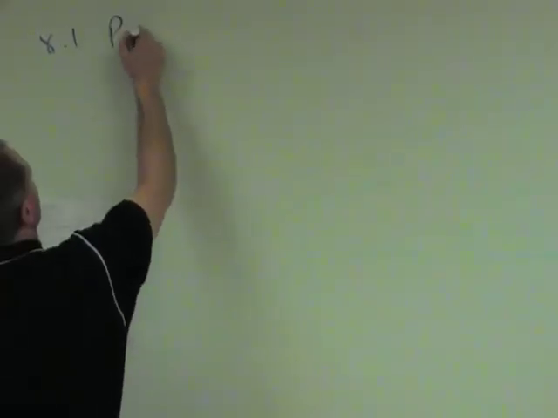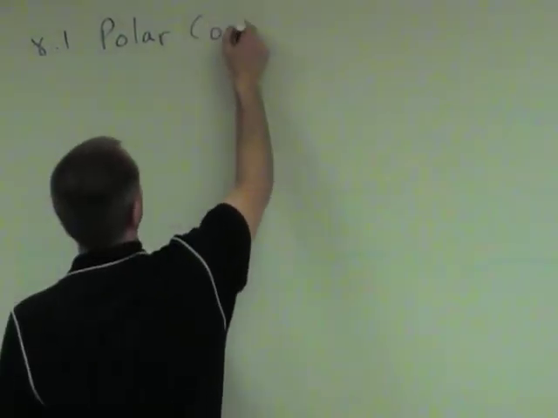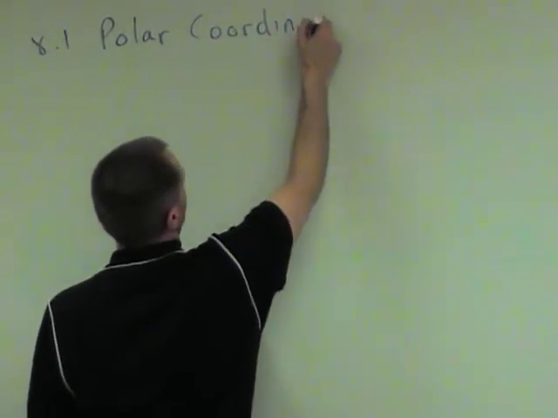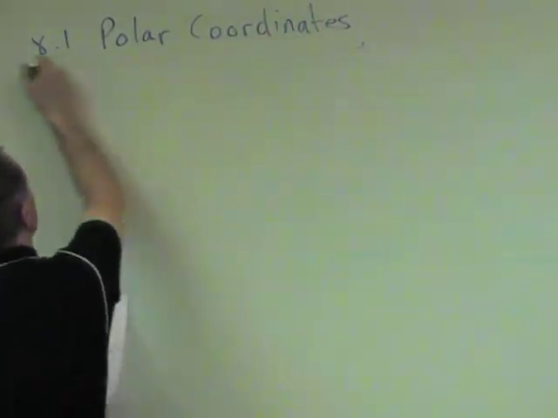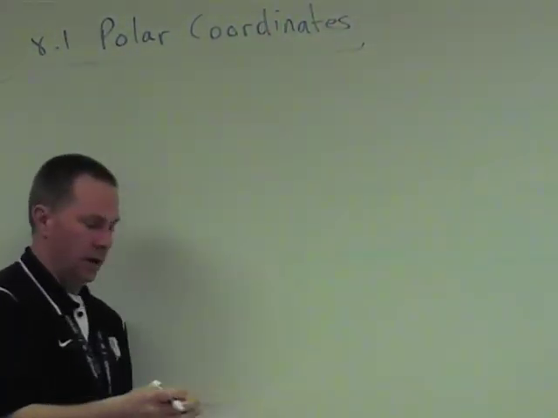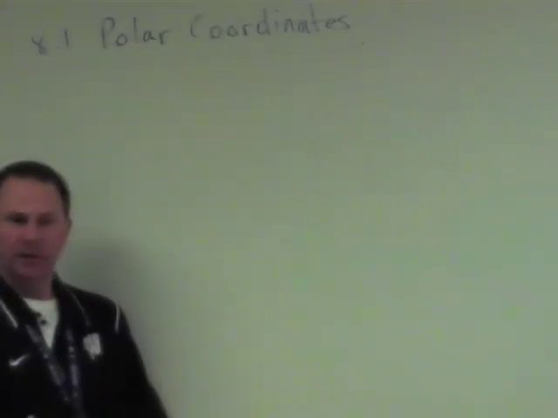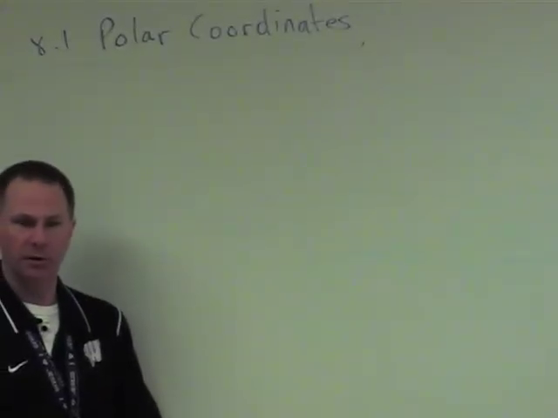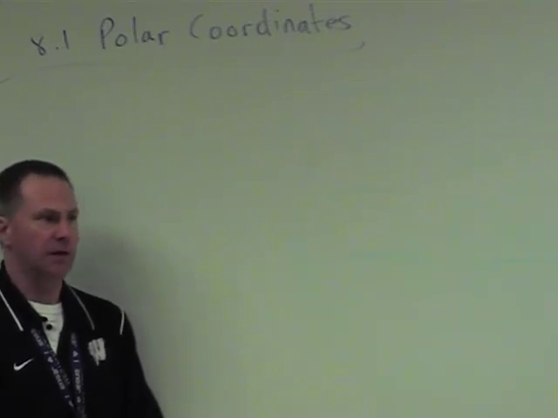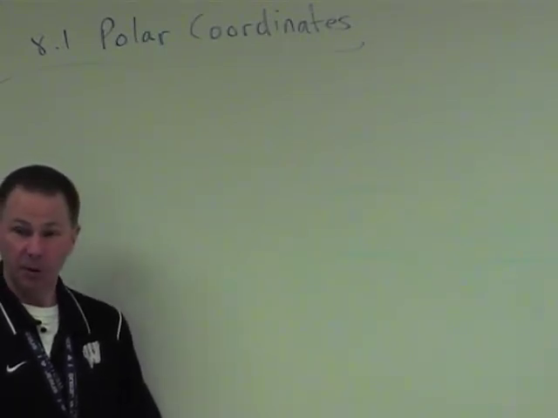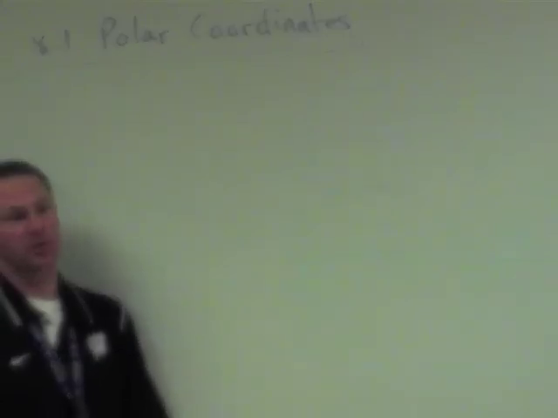8.1, polar coordinates. So just a different way of graphing. We're going to be talking about points. We'll get into vectors eventually. All of the basics of this stuff is very simple. We're going to try to keep it as simple as possible.